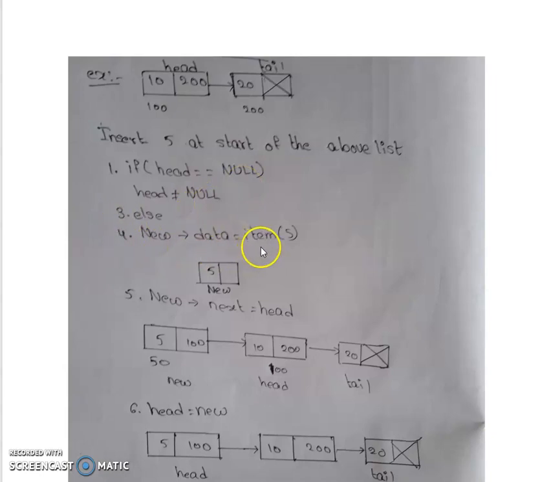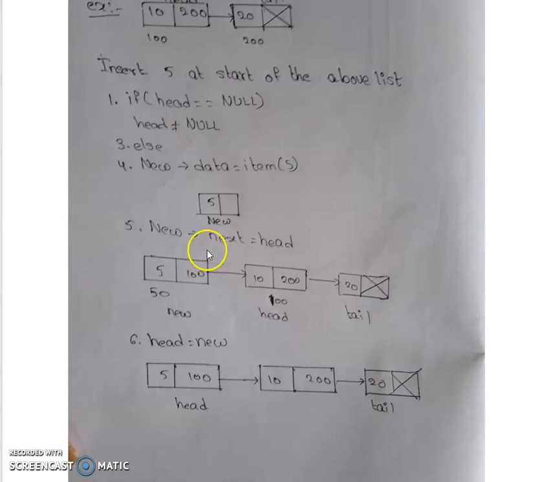New data equal to item. That means in the new node we are going to insert the data, and the data is 5. Next, new next equal to head. That means the new next address should link to the head part. So the new node which is 5 is linked to the head part, and the head's address should be in new. Next, head equal to new. That is we are changing the name new to the head. That means new as head. This is about inserting a node at the start of the list.